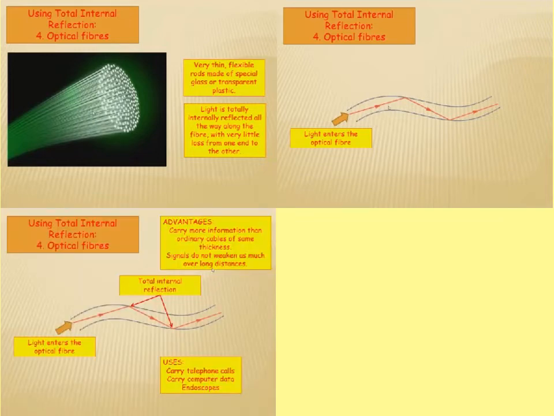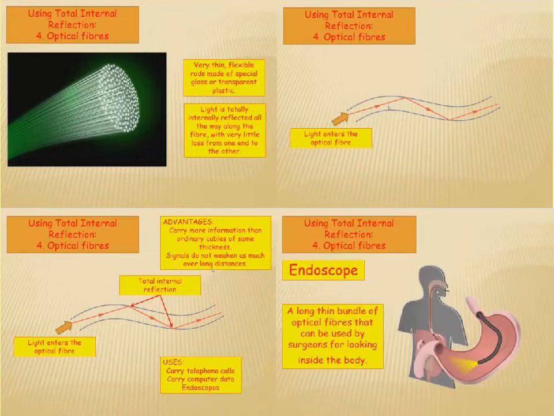The advantages are that it carries more information than ordinary cables of the same thickness. They aren't as weak as ordinary cables, and they're used to carry telephone calls and computer data, and also endoscopes, which is the last part of the slide. An endoscope is a long thin bundle of optical fibers which you put down into your stomach because they can bend, and you can see inside your stomach and your large intestine to see if anything's wrong so the doctor can diagnose.